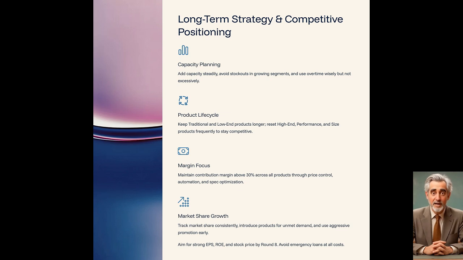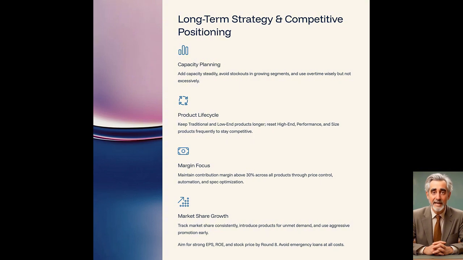Product lifecycle management: in segments like traditional and low-end, keep products for longer. In high-end, performance, and size, reset products every round to stay fresh. Margin focus: keep contribution margin above 30% across all products. Use price control plus automation plus spec optimization to manage costs.